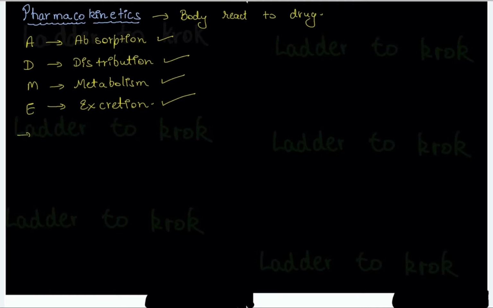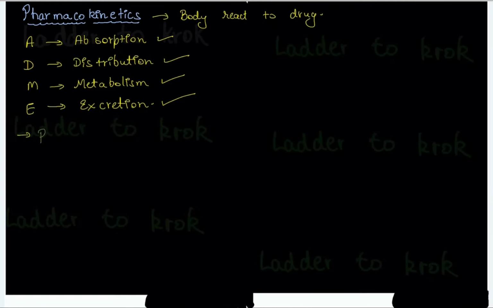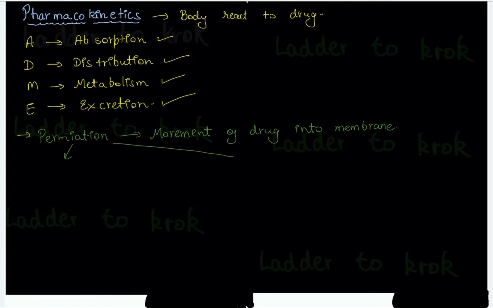So the first thing we are discussing here is absorption. So let's discuss permeation. What is permeation? Permeation is movement of drug into membrane. How a drug will move in the membrane or in the cell.